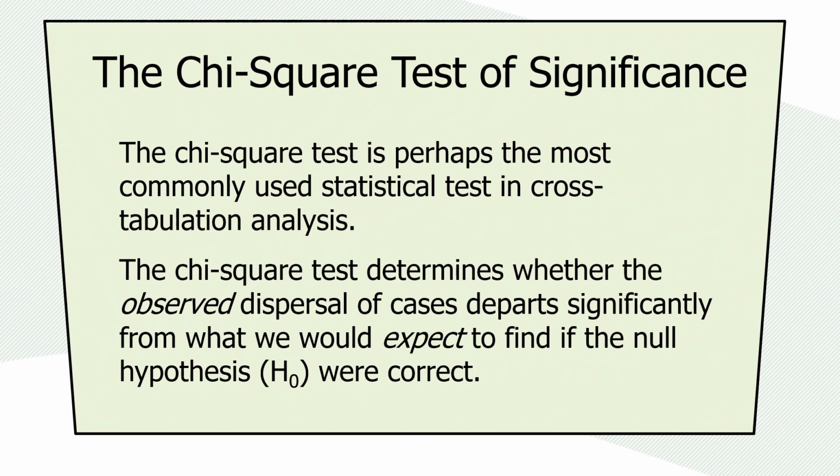The chi-square test determines whether the observed dispersal of cases departs significantly from what we would expect to find if the null hypothesis were correct. So in this way, the logic of hypothesis testing is the same as before. The null hypothesis has an expectation about what the data can be expected to look like. And then we compare our observed dispersal of cases with what the null hypothesis expects us to find.